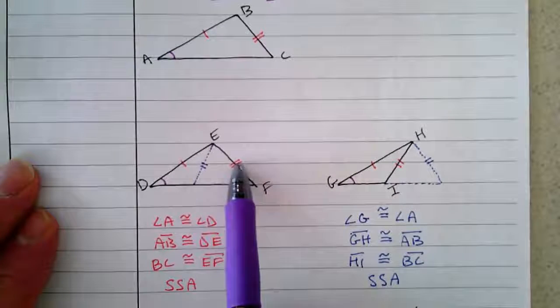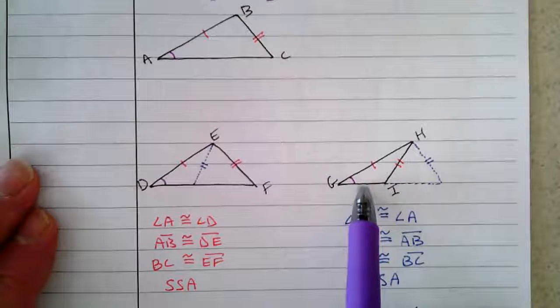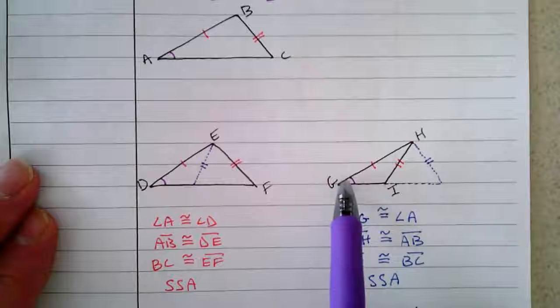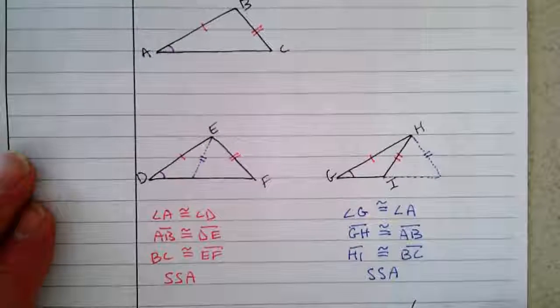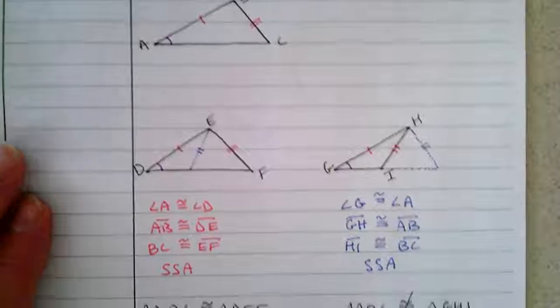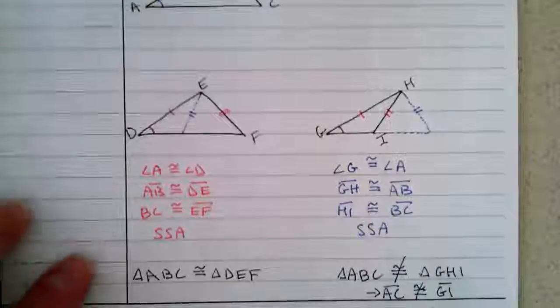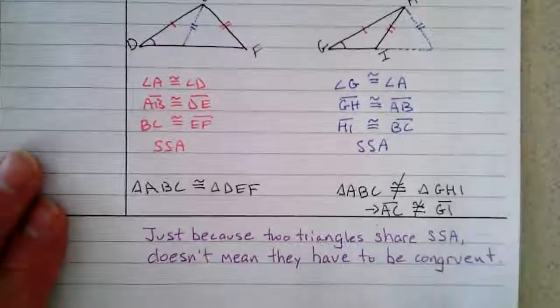And that's because we can look at these two triangles here. We can take this third side and swing it in to make triangle GHI, and we would still have an angle and two sides congruent, but the triangles themselves aren't congruent. They don't match up. So just having two sides and a not included angle isn't enough to conclude that the two triangles are congruent.